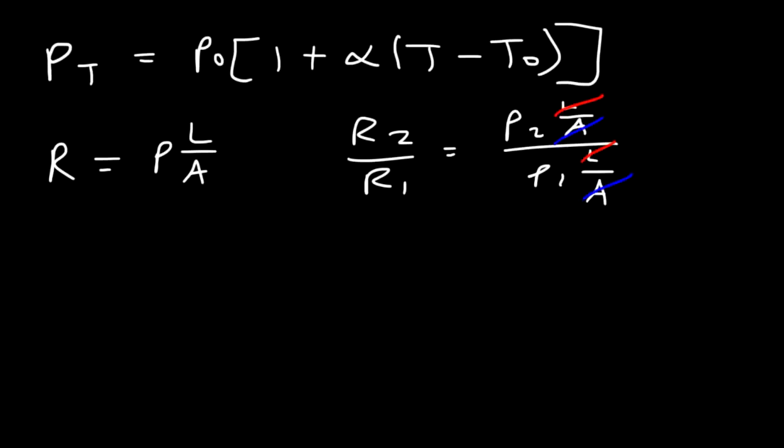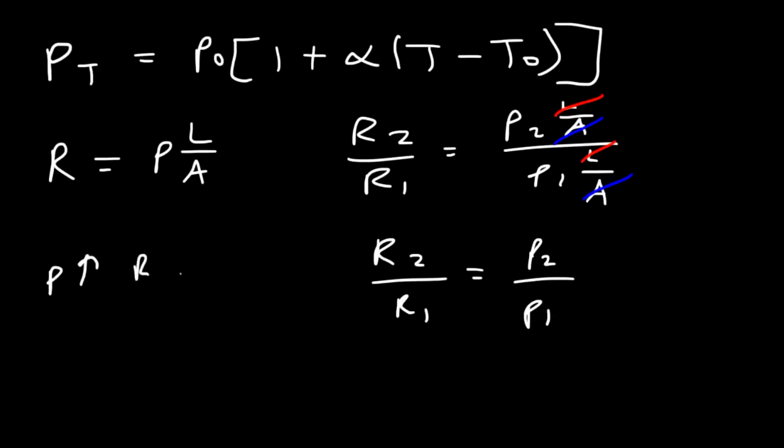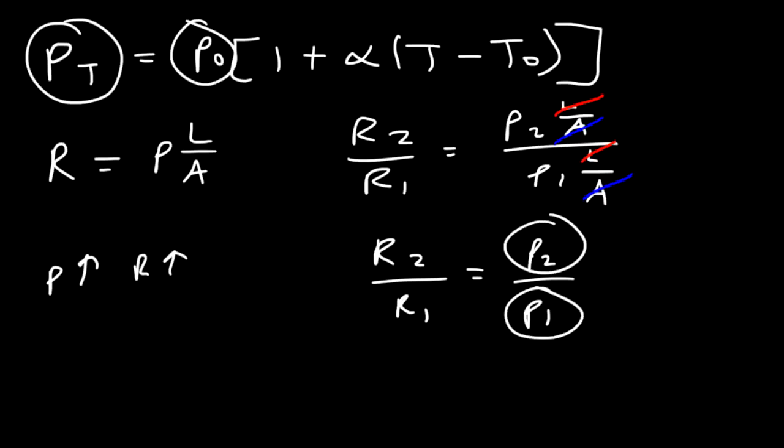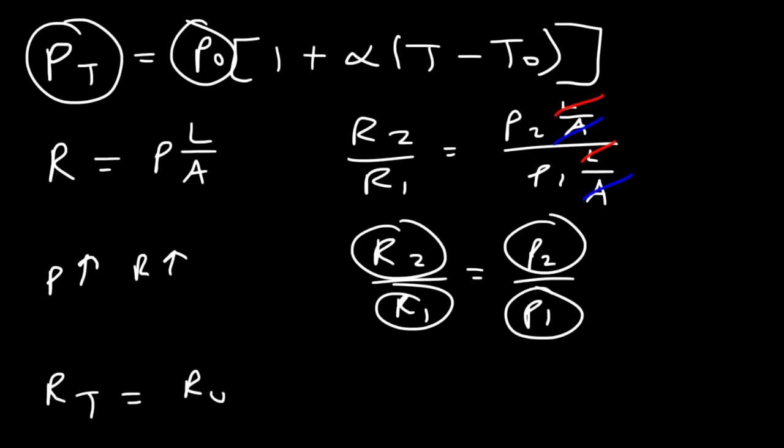So if we keep the length of the wire and the cross-sectional area the same, the resistance will depend on the resistivity. And it makes sense. If you increase ρ, R will increase. So therefore, since this equation is ρT over ρ0, or ρ2 over ρ1, we can replace it with R2 over R1. So we can say that RT is equal to R0 times 1 plus alpha times T minus T0.